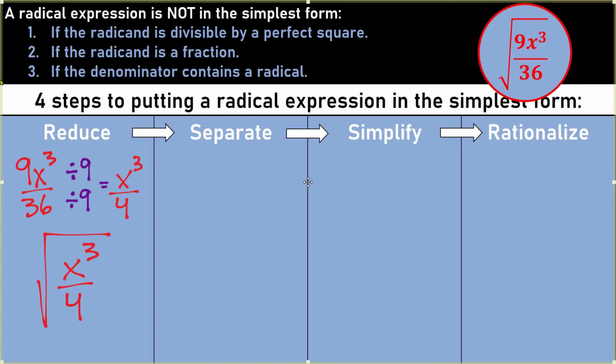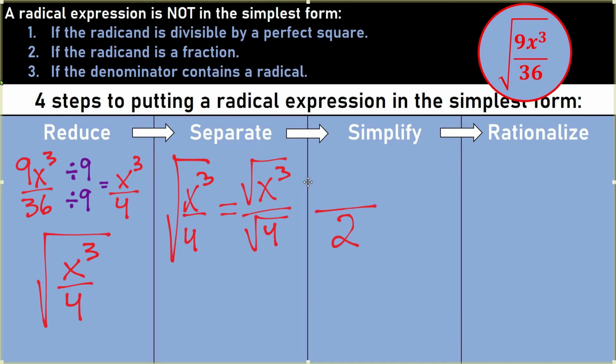My next step is to take that radical expression and separate it. So instead of having the square root of x to the third over 4, I'm going to separate it into the square root of x to the third over the square root of 4. That's the separate step. Now, on to the third step, which is simplify. So in this problem, one thing that works out easily for us is that the denominator is a perfect square. The square root of 4 doesn't have a value of 4. The square root of 4 actually has a value of 2. So our denominator will be 2.